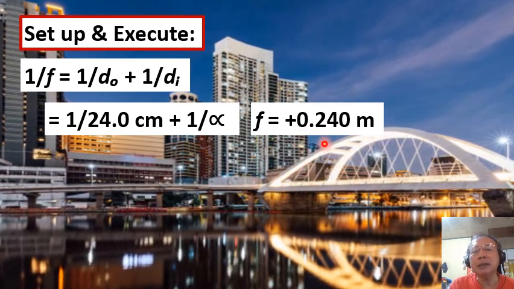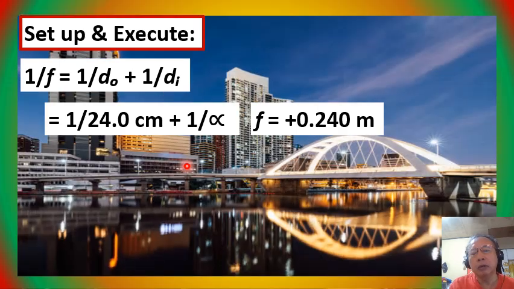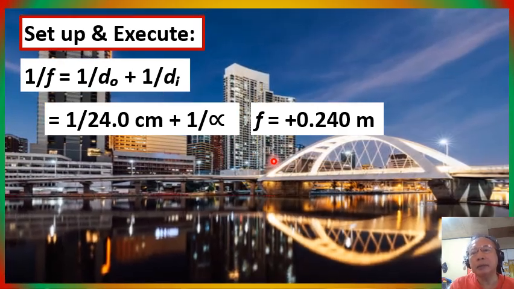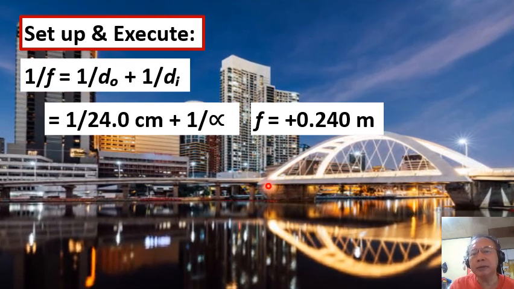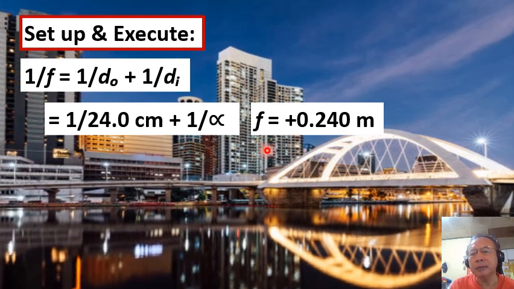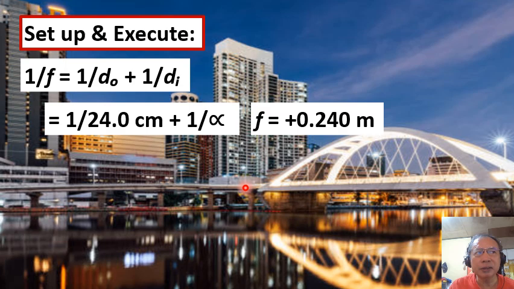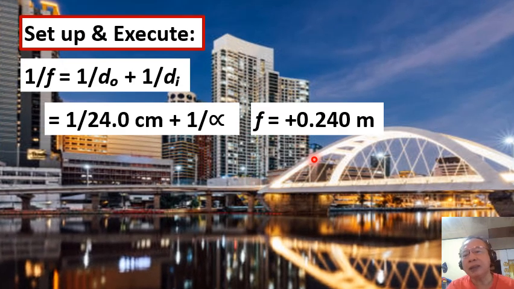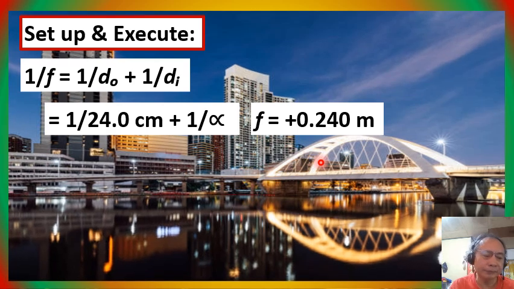The positive sign is emphasized here to mean that the lens that is required is a converging lens. By convention, a converging lens has a focal length that is considered positive.